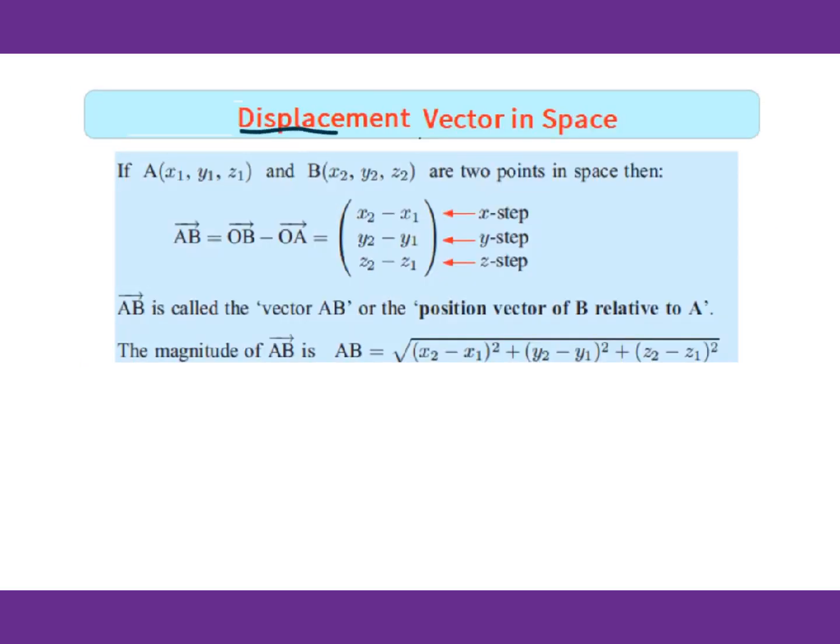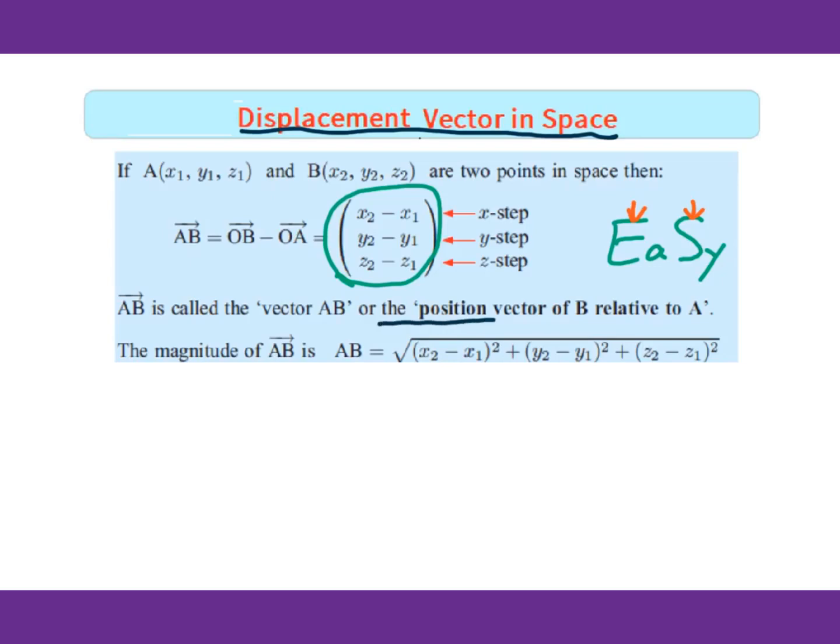So the displacement vectors in space, it can be written as this. Remember, it's the ending point subtract starting point. Ending minus starting. Vector AB is called the vector AB, or the position vector of B relative to A. The magnitude of AB, that's the formula.